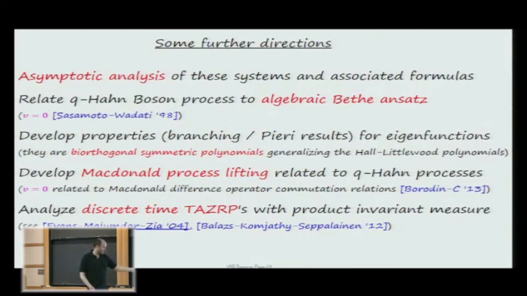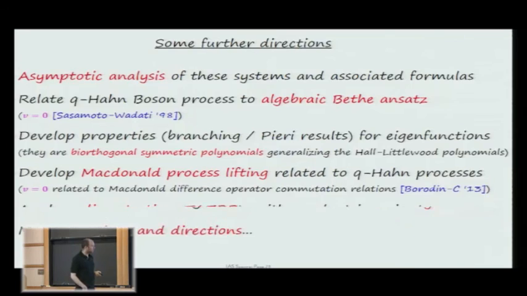This is a more probabilistic remark, which is that, in fact, there is a whole family of discrete time, totally asymmetric zero-range processes with product invariant measure. And I would hope somehow that the approach of Balázs, Quastel, and Seppäläinen on continuous time zero-range processes, proving one-third exponents, might be extended to these discrete time results as well.